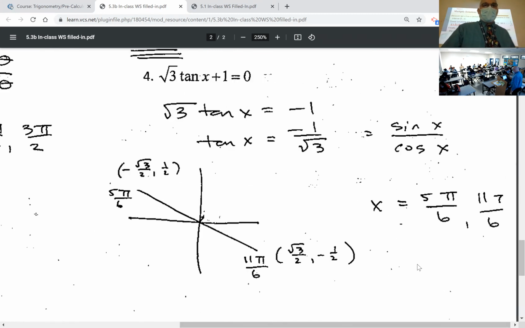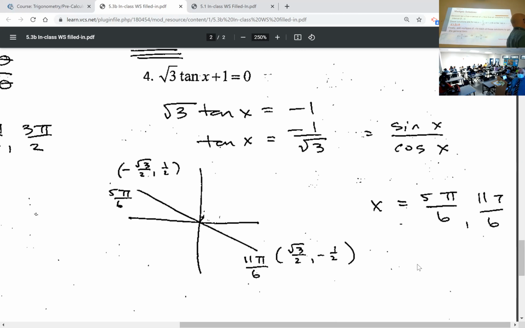All right, here I've got square root of 3 tangent of x plus 1 equals 0, so square root of 3 tangent x is equal to negative 1. Divided by square root of 3, tangent of x, or tangent of theta if you want, is equal to negative 1 over the square root of 3.